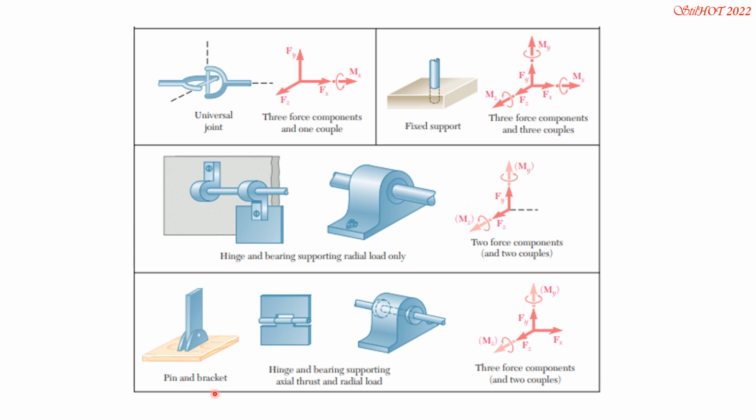Then we have pin and bracket, hinge and bearing supporting axial thrust and radial load. So there will be three forces, and about the axis of the hinge, it's free to rotate, so there's no moment resistance about the x-axis if this is the x-axis. So that's why this bracket here is free to rotate about the x-axis, but it cannot rotate about the y. There is resistance about the y and about the z-axis.